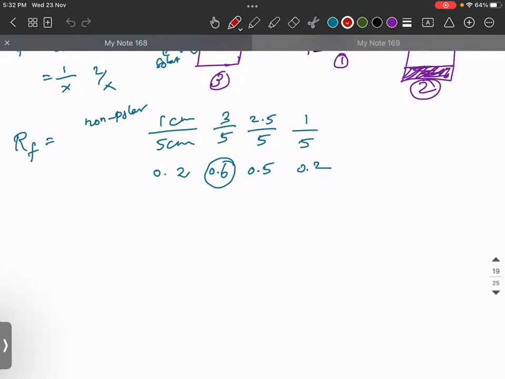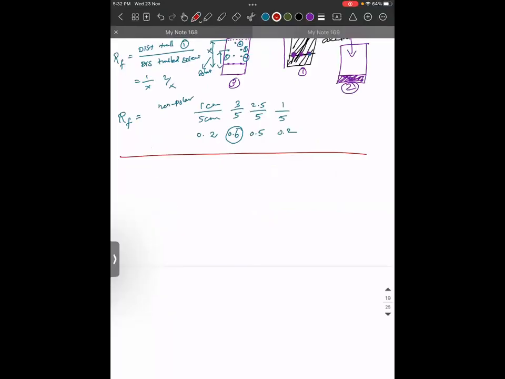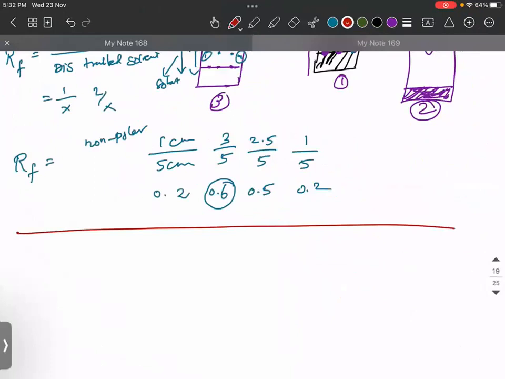So good evening, students. Today we will start the next topic, qualitative analysis. Yesterday we saw what RF is and how it can be used. Now today we are going to see the qualitative analysis.